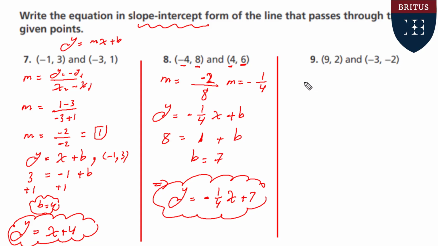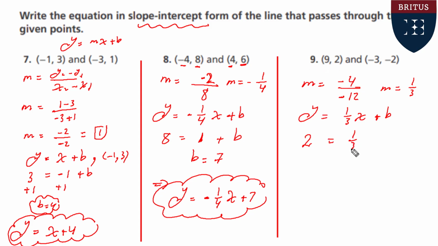Last equation, the slope is equal to what? Negative 2 minus 2. So we get negative 4 over negative 3 minus 9, negative 12. Now the slope equals what? 1/3 in the simplest form. The equation y is equal to 1/3 x plus b. I will use the first point. So cancel y and write what? Yes, cancel y and write 2. Cancel x and write 9.